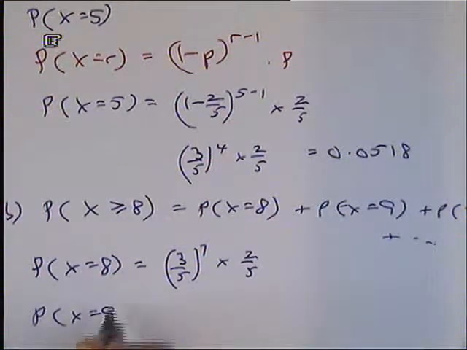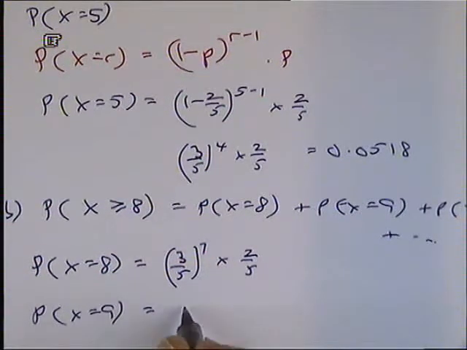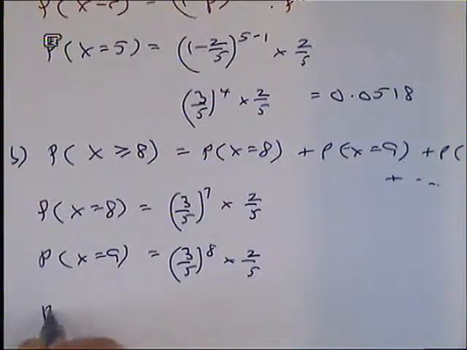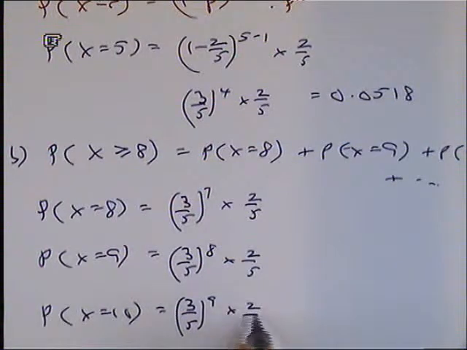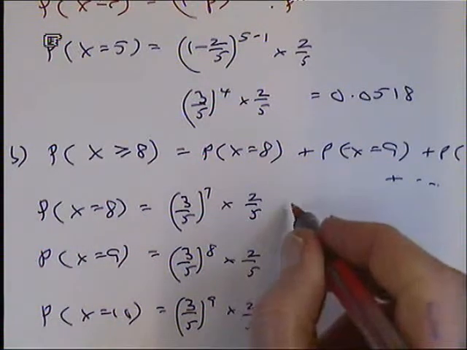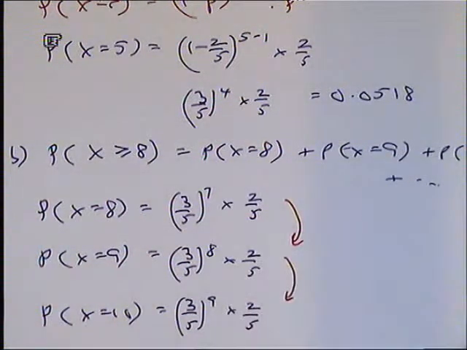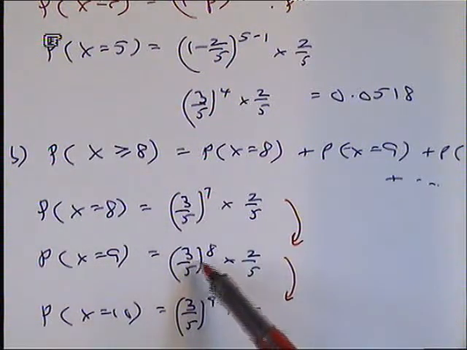Probability X is 9, his first hit is on the 9th throw, it's going to be failure 8 times and then success. And the probability his first success is on the 10th throw is going to be failing 9 times and then success. And if you look at the pattern here, ask yourself, what are you multiplying by to get from one of these lines to the next? This bit is staying the same. You're multiplying by an extra 3/5.